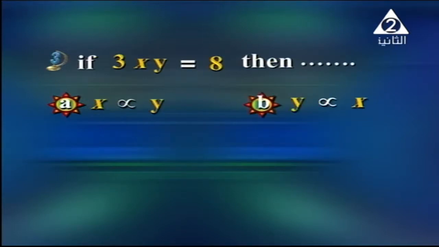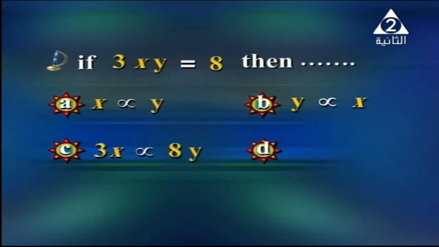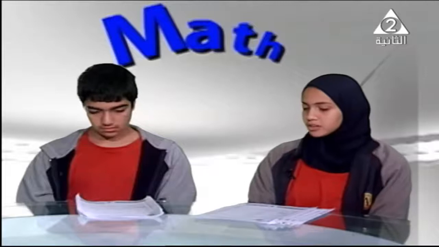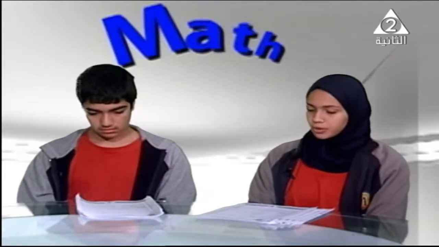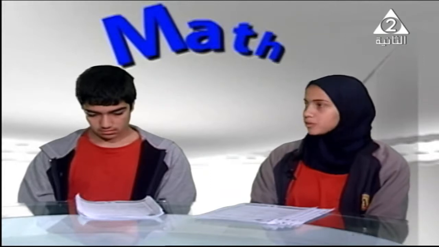If 3xy equals 8, then A, x varies directly with y. B, y varies directly with x. C, 3x varies directly with 8y. The last choice, x varies inversely with y. Habiba. The answer will be x varies inversely with y because x multiplied by y equals 8 over 3.